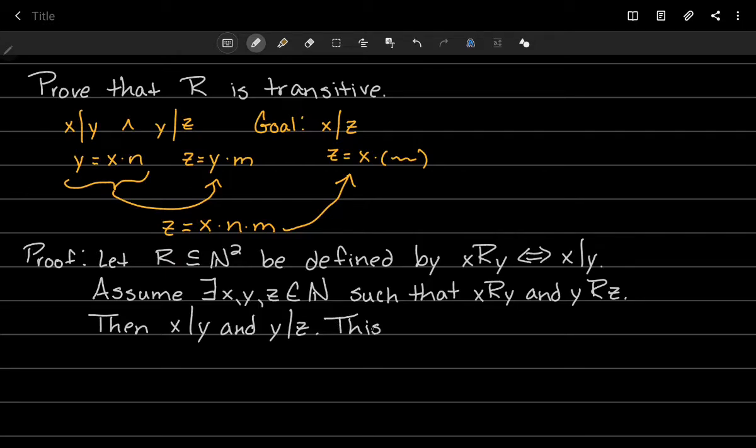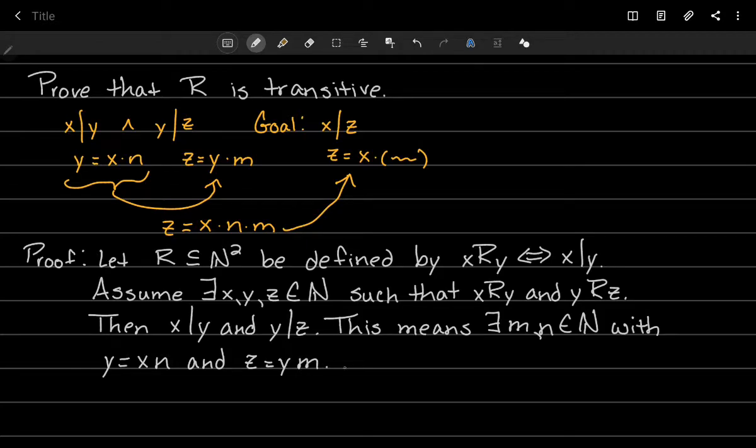This means there exist m and n in the natural numbers with, what did we say? We said y equals xn and z equals ym. Thus, z equals x times nm.